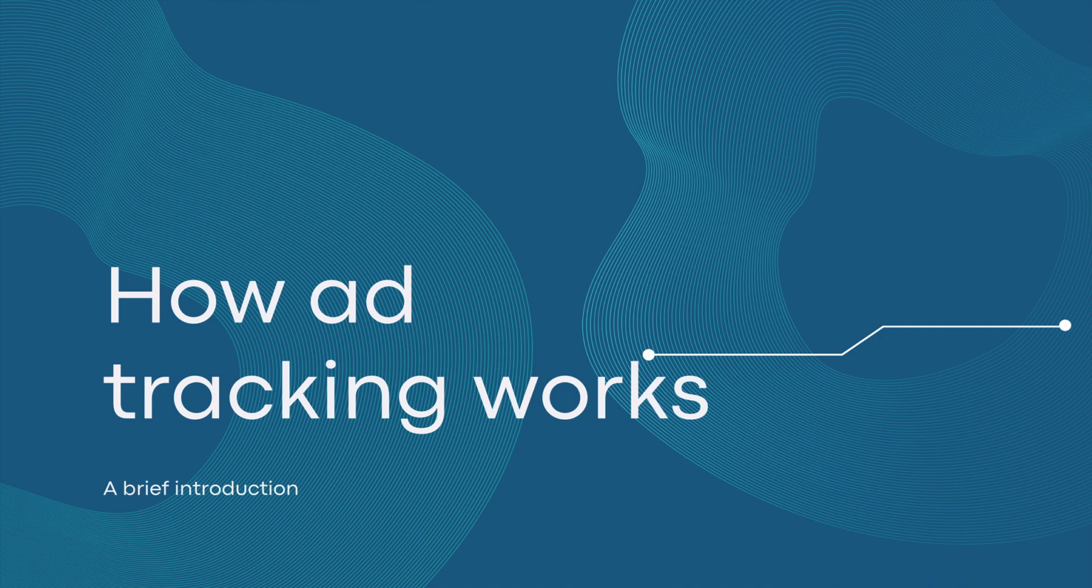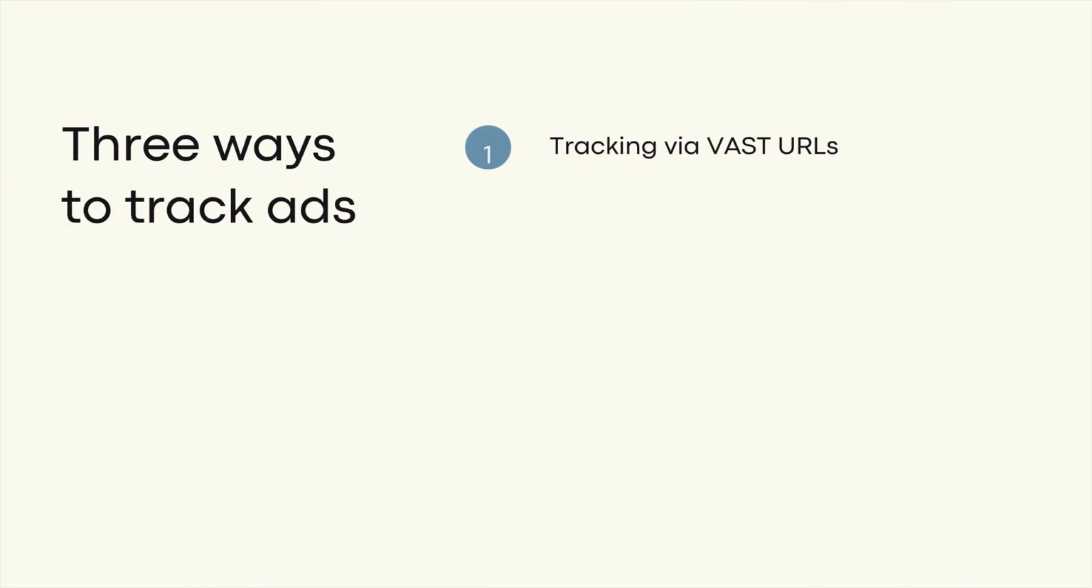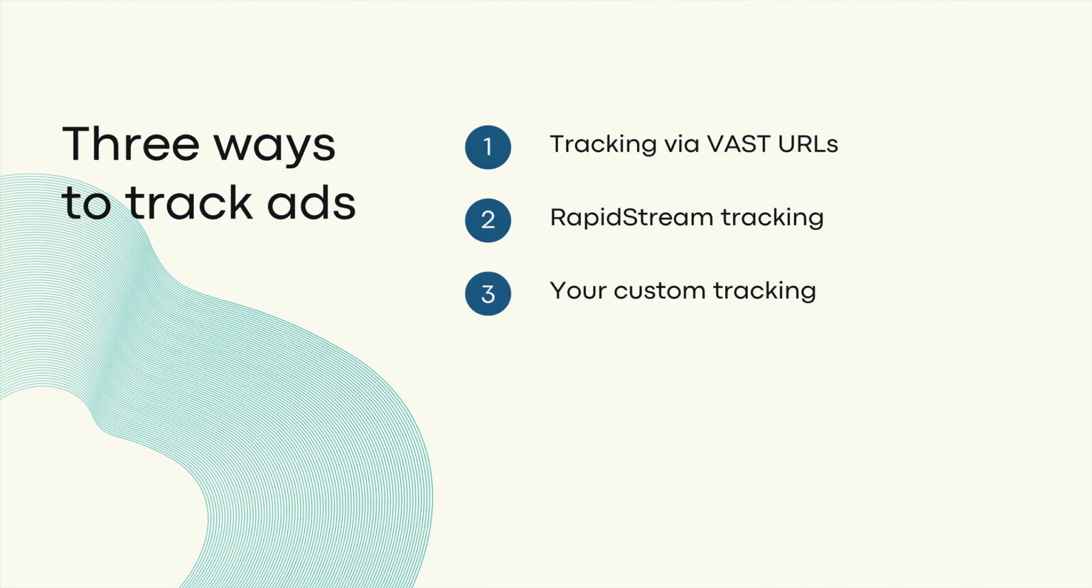Today I want to give you a brief introduction on how ad tracking with RapidStream works. Well, basically there are three ways to track ads. The first one is the most common one, which is tracking via VAST URLs. We also have a RapidStream tracking, and we will enable you to use your own custom tracking. Let's look into each of them.